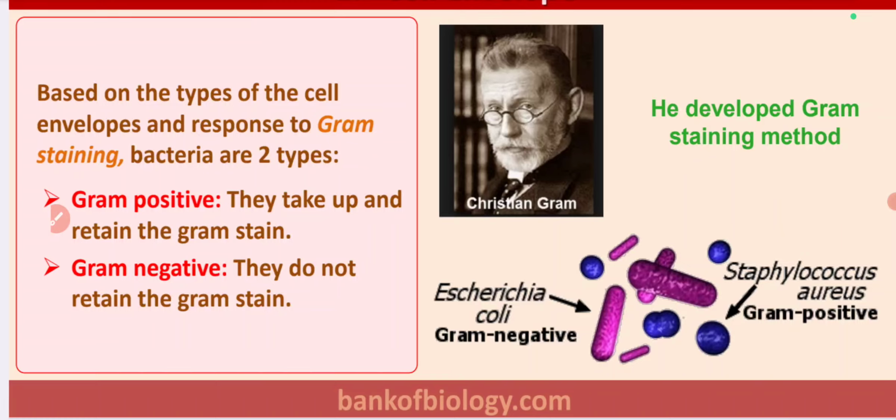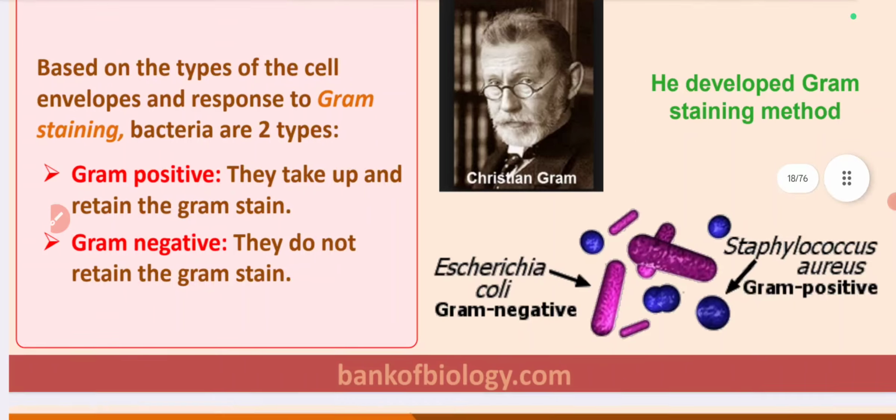As you can see in this diagram, E. coli and Staphylococcus aureus are two different types of bacteria. When added in a particular color, Staphylococcus aureus absorbs the color of the environment and becomes colorful, as you can see in the blue color. But E. coli does not absorb the color. So here Staphylococcus is Gram positive, while Escherichia coli is Gram negative.